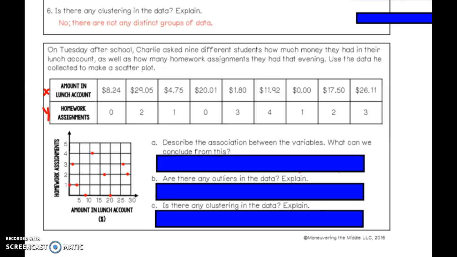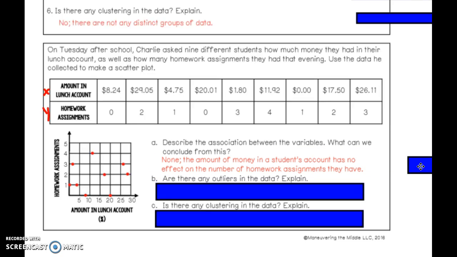And then you want to look at your scatter plot. Okay, do you see a certain association? Do you see a clustering of points? Do you see them lined up a certain way? What you should conclude from this graph, since the points are scattered all over the place, is that there is no association. The amount of money you have in your lunch account is not going to have any effect on the homework assignments that you have.